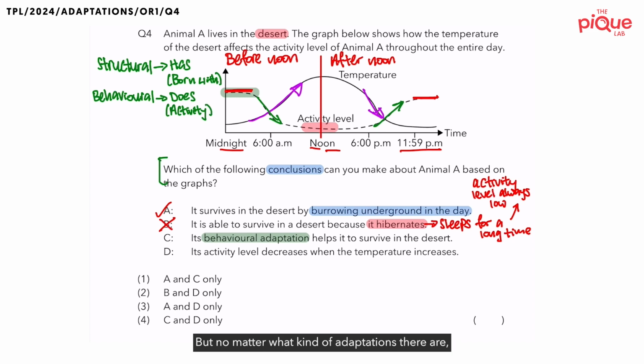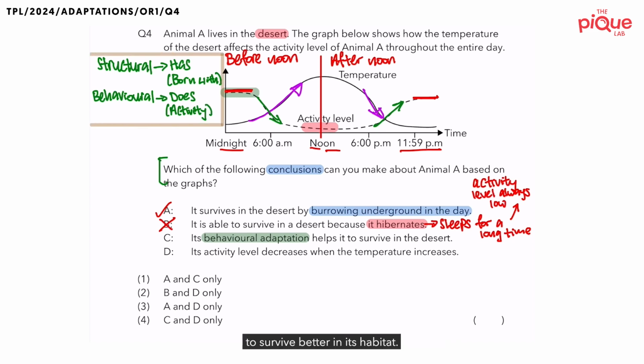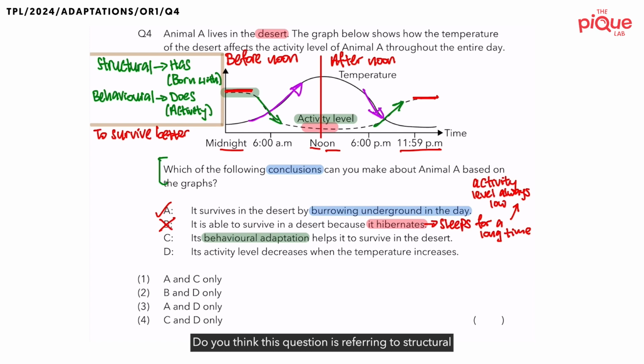But no matter what kind of adaptations there are, all kinds of adaptations will help an organism to survive better in its habitat. So if you look at this, the question talks about activity level. Do you think this question is referring to structural or behavioral adaptation? This question is referring to behavioral adaptation, which helps animal A to survive better in the desert. So do you think statement C is correct? Yes, statement C is correct. Let us put a tick.